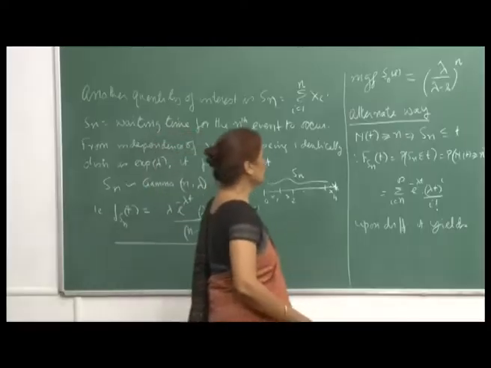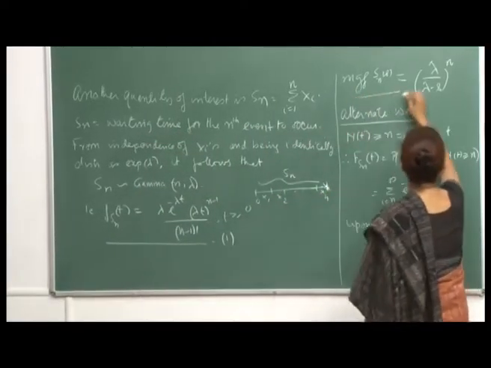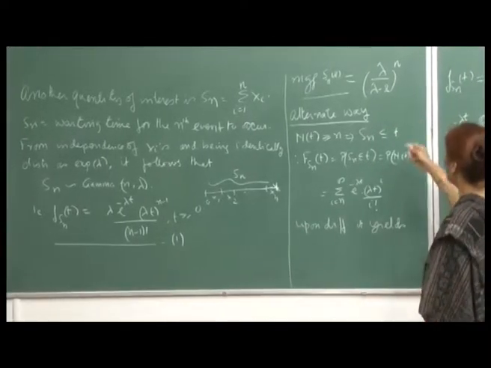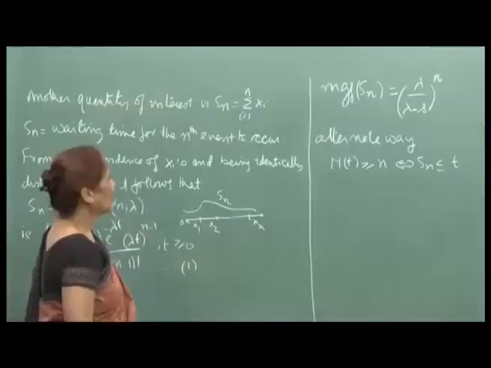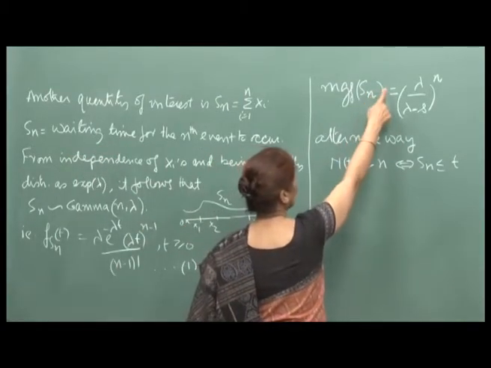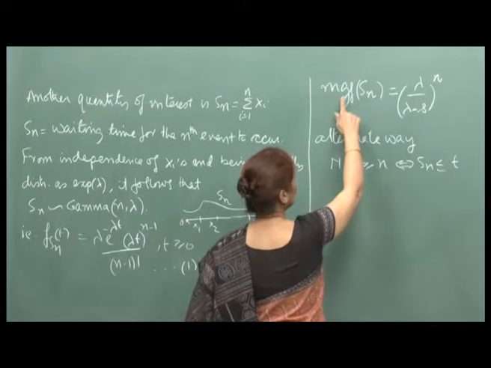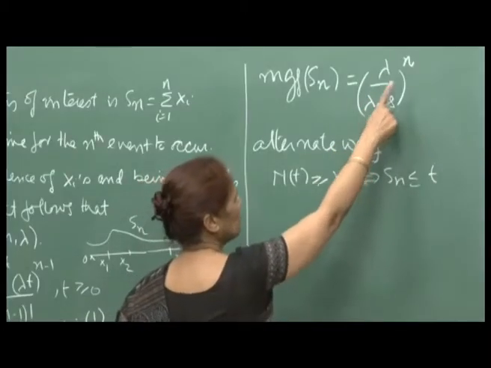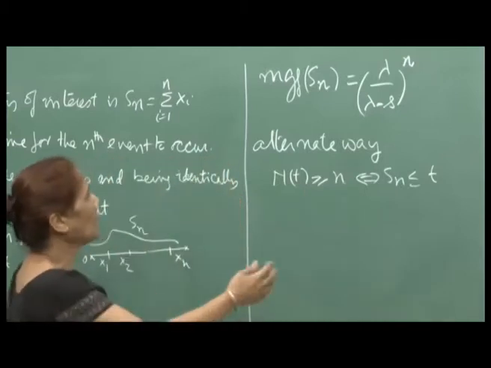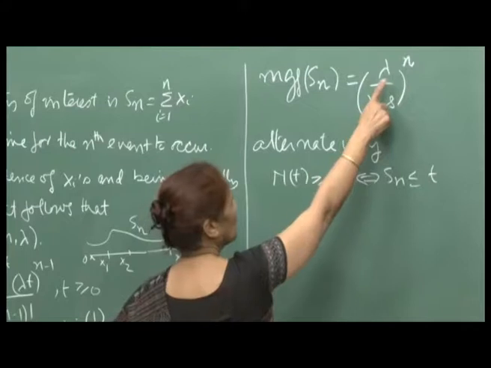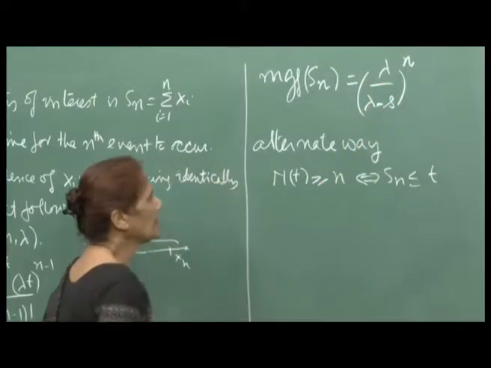And of course, the MGF, which has already been computed for a gamma random variable, is lambda upon lambda minus s raised to n. So, while writing MGF of S n, the S got written by mistake. So, it is actually MGF of S n, which will be lambda upon lambda minus s raised to n. So, the idea was that you are computing it at s, and therefore it got written there. So, this is actually lambda upon lambda minus s raised to n.